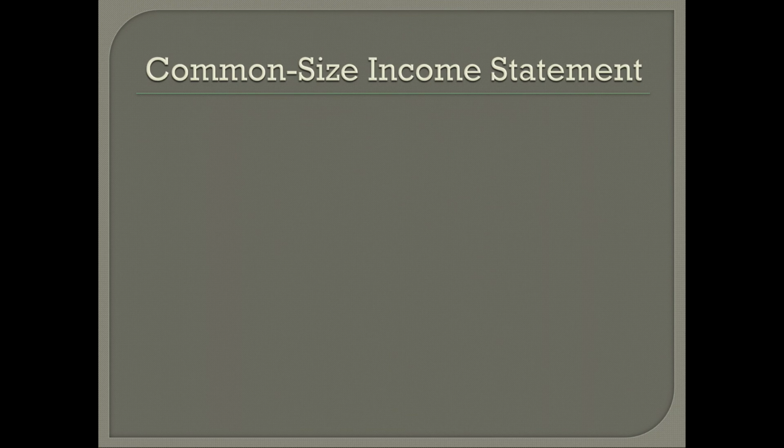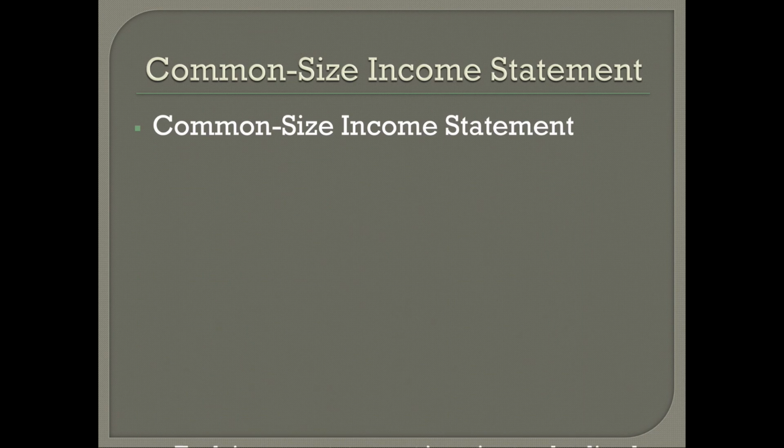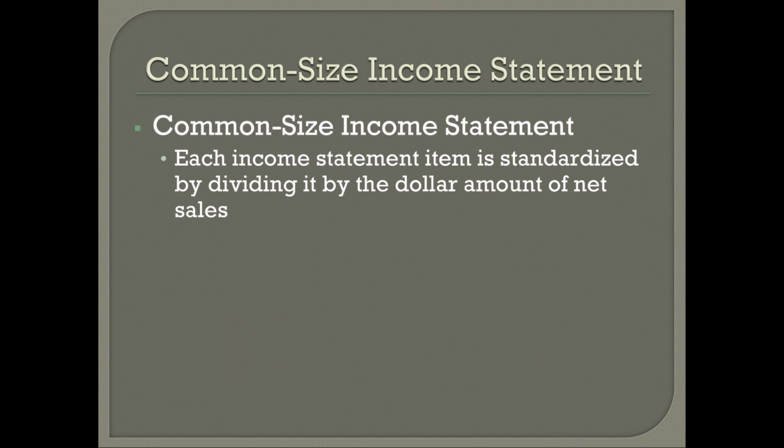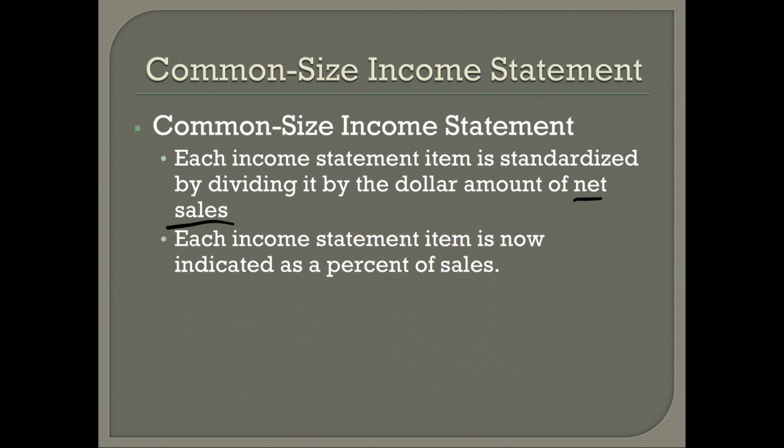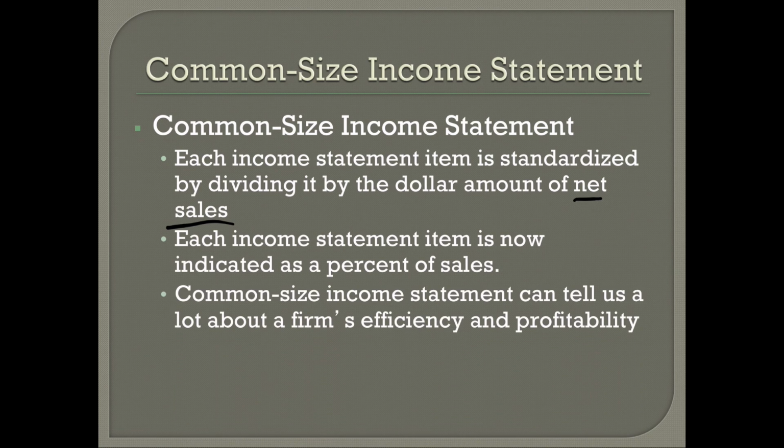The second type of common size statement is what is called a common size income statement. With a common size income statement, each income statement item is now standardized by dividing by the dollar amount of net sales. So remember, net sales is your top line figure, also referred to as revenues. And now each income statement item is indicated as a percentage of sales. And this common size income statement can tell you a lot about a firm's efficiency and their profitability.